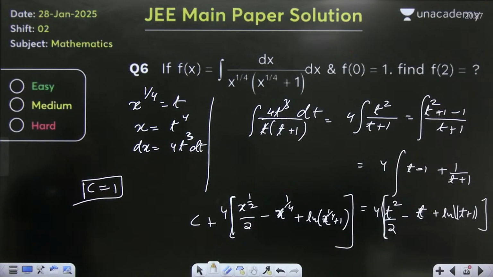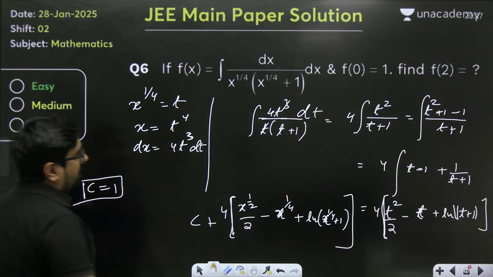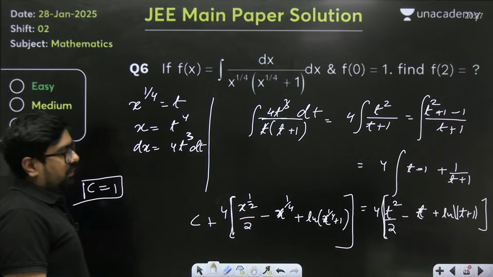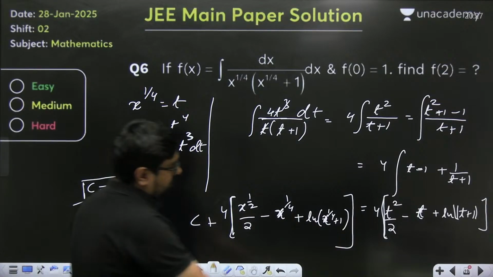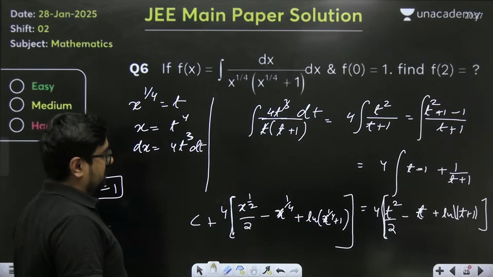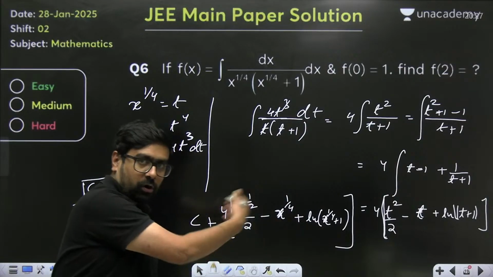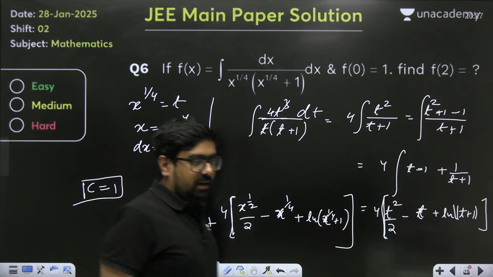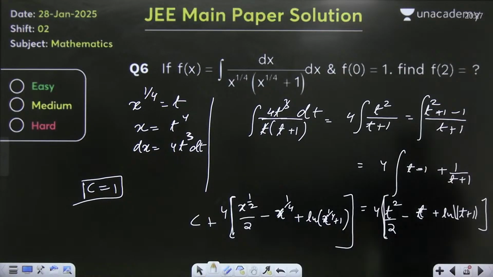Now they have asked f of 2. F of 2 will be there in the options accordingly. 2 to the power 1 by 4 plus 1, something like this, 2 to the power 1 by 2, or something related to this. If somebody was there in the paper, then can tell me.